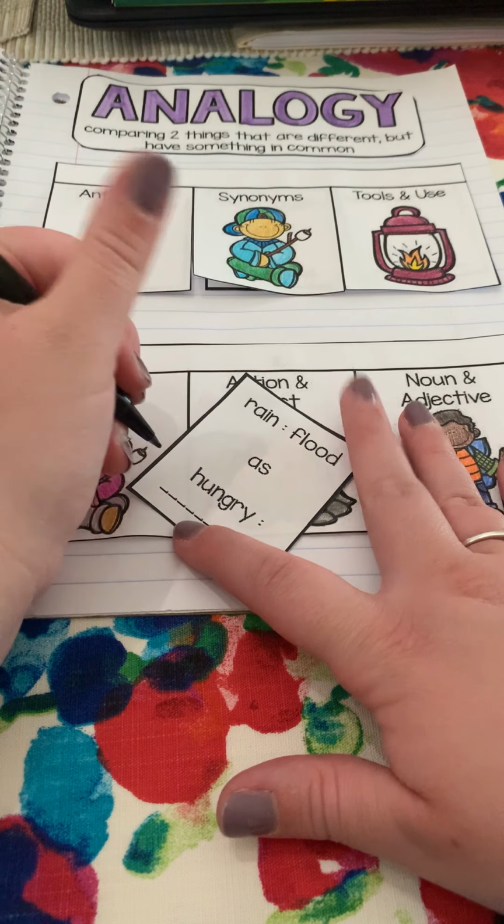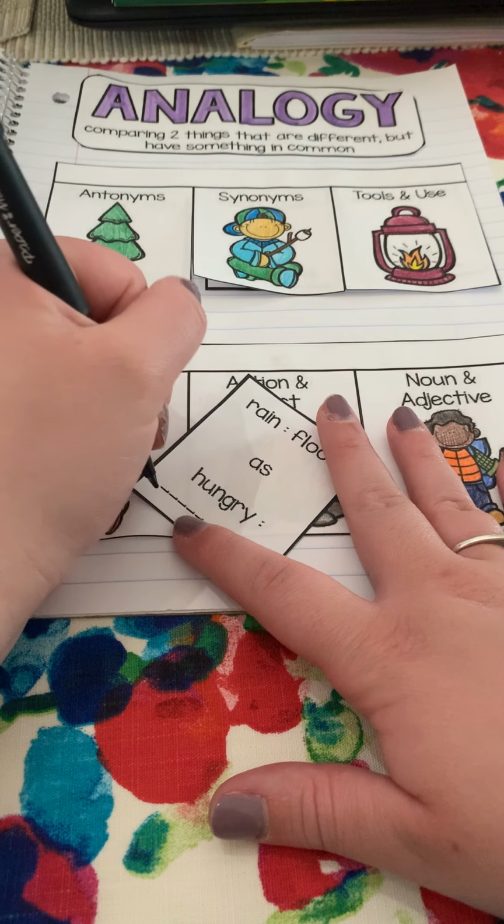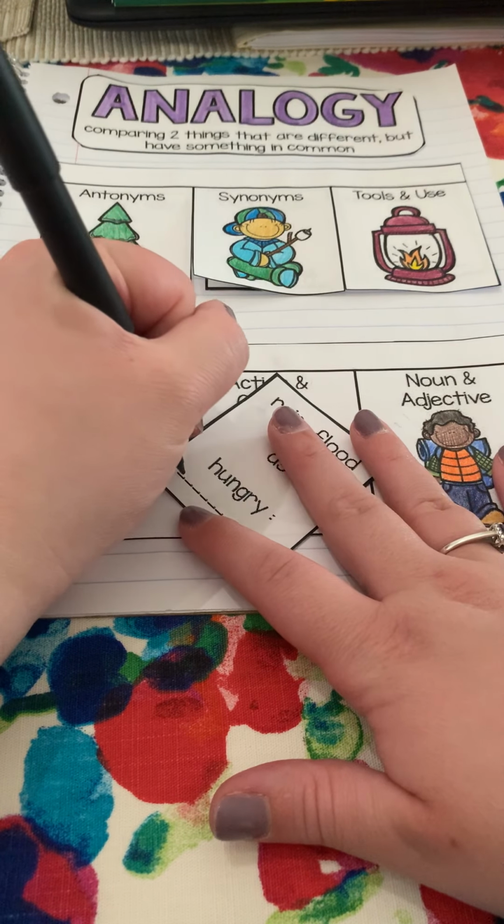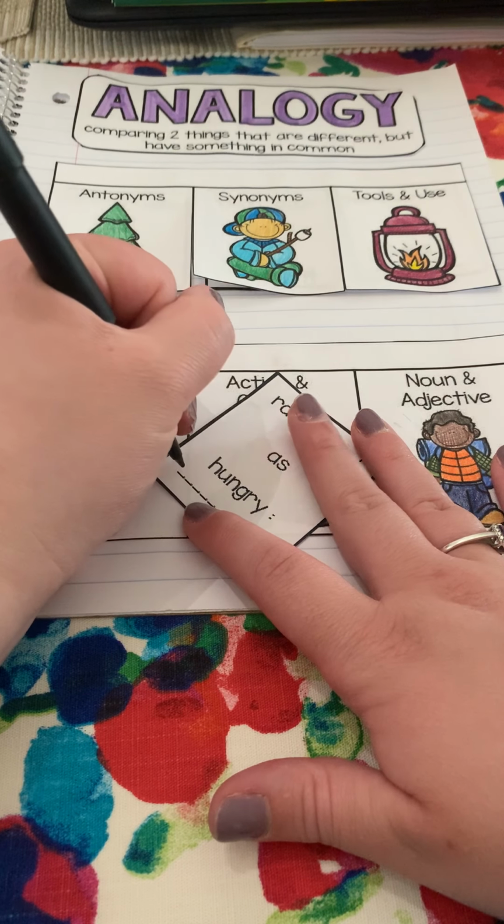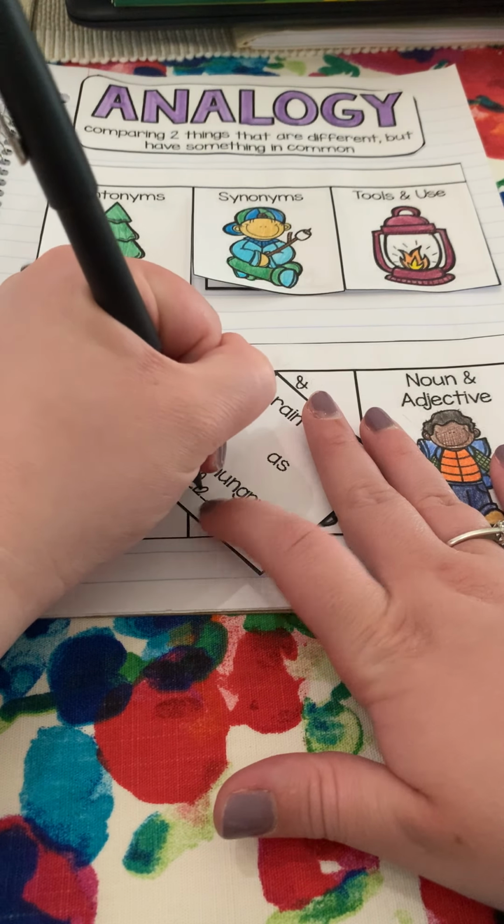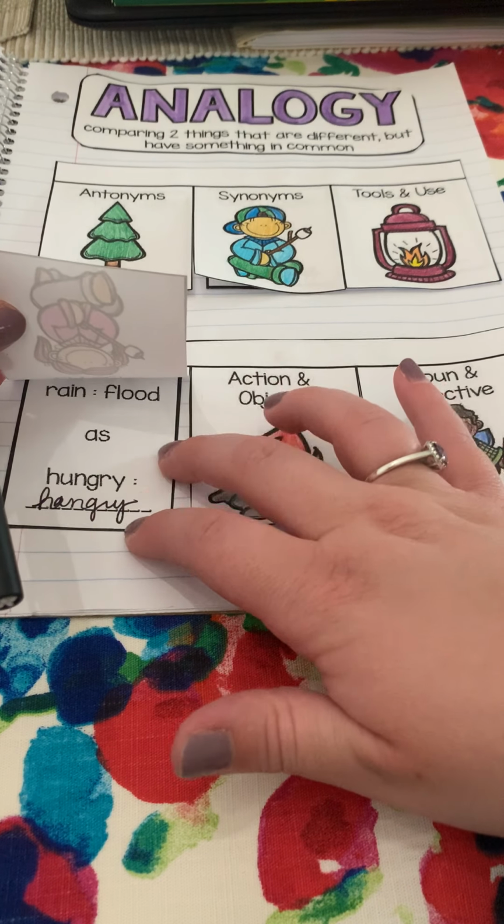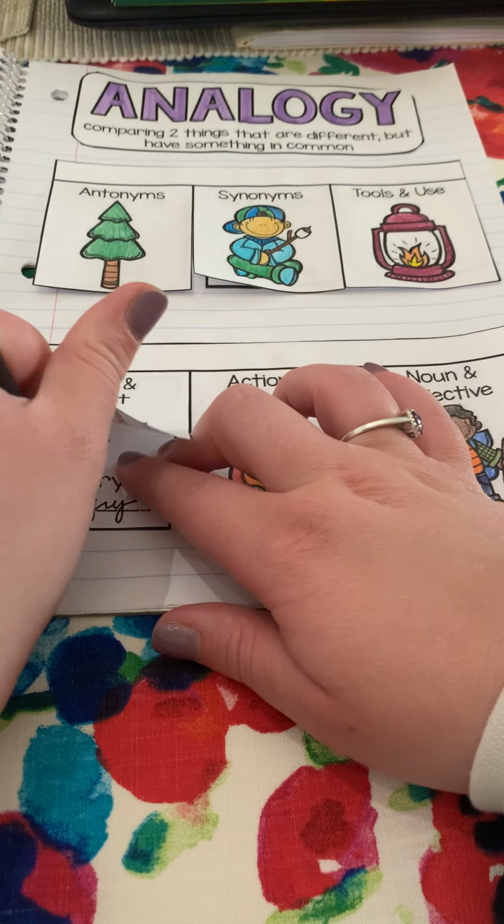I'm gonna put hangry, because if you're hungry, it makes you hungry and angry. So sometimes if you don't get your lunch on time, it makes you a little grumpy. Even though I don't really know if hangry is a real word, but you know what it is. So rain causes a flood, being hungry causes you to be hangry, or we can just put angry.